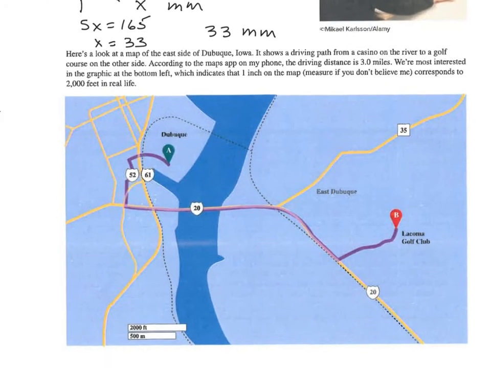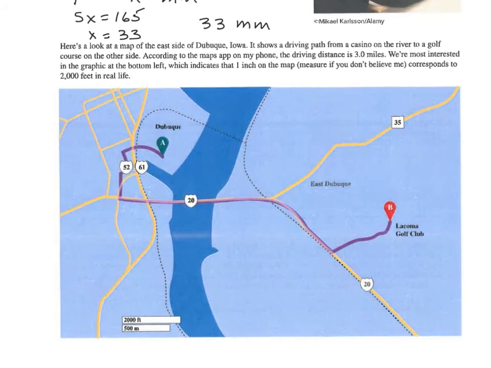All right, more on scale. Here's a look at a map of the east side of Dubuque, Iowa. It shows a driving path from the casino on the river to a golf course on the other side. According to the Maps app on his phone, the driving distance is 3 miles. We're most interested in the graphic at the bottom left, and this is what they're talking about right here, which indicates that 1 inch on the map corresponds to 2,000 feet in real life.